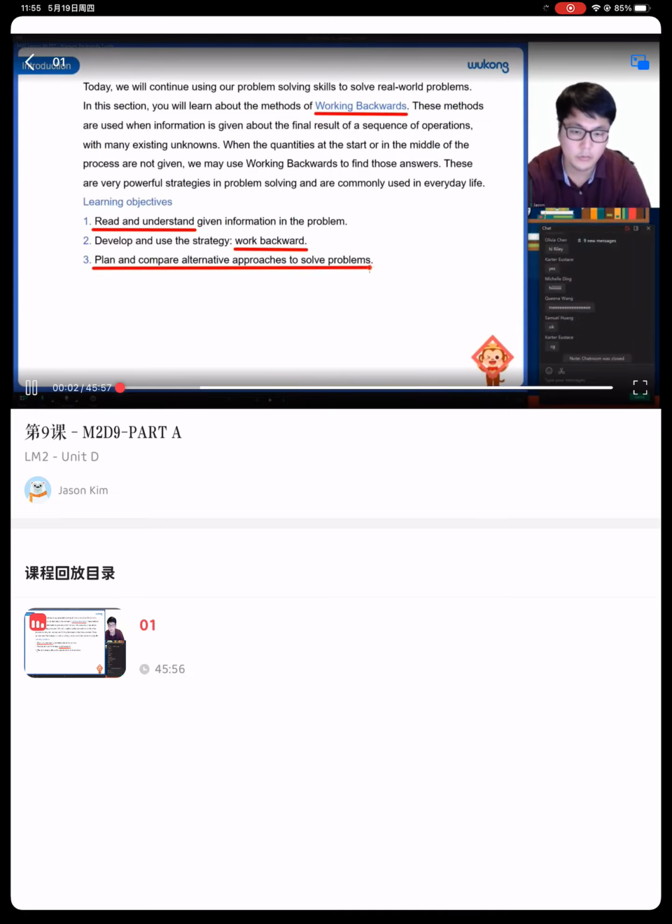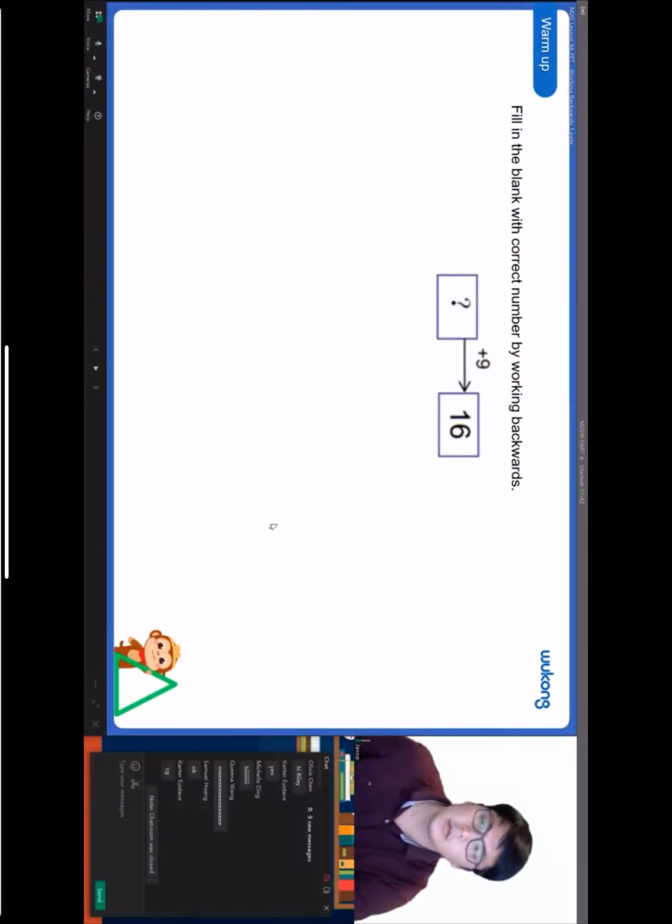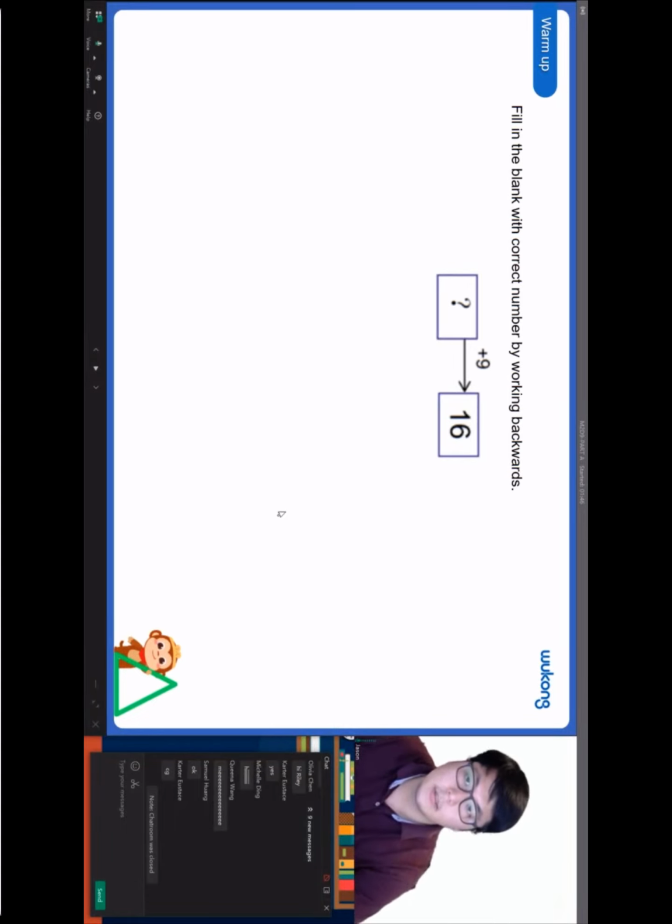How you're going to solve the problem. So let's have a go through how working backwards looks like. So guys, I'm going to draw you another better picture.